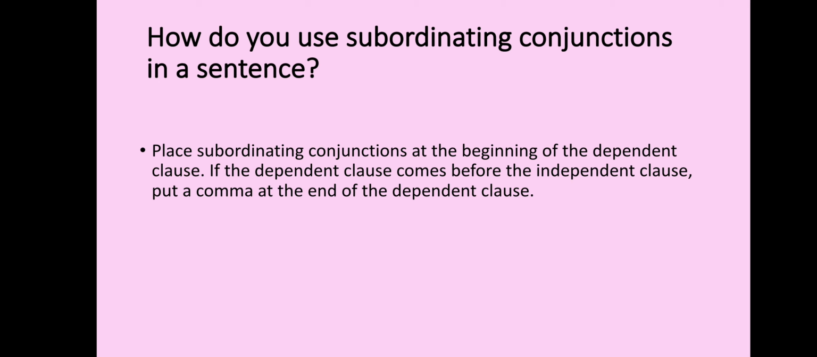How do you use subordinating conjunctions in a sentence? Place subordinating conjunctions at the beginning of the dependent clause. If the dependent clause comes before the independent clause, put a comma at the end of the dependent clause.